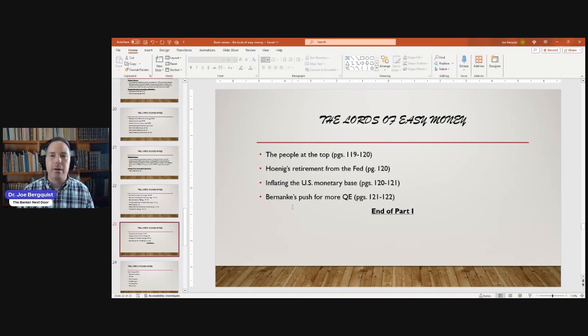And like I said at the very beginning of this book, if you thought you were mad or didn't like the Federal Reserve, wait till you get to the end. And now this is just, it's hard to imagine. This is just the beginning. Okay, so now let's talk about the people at the top.